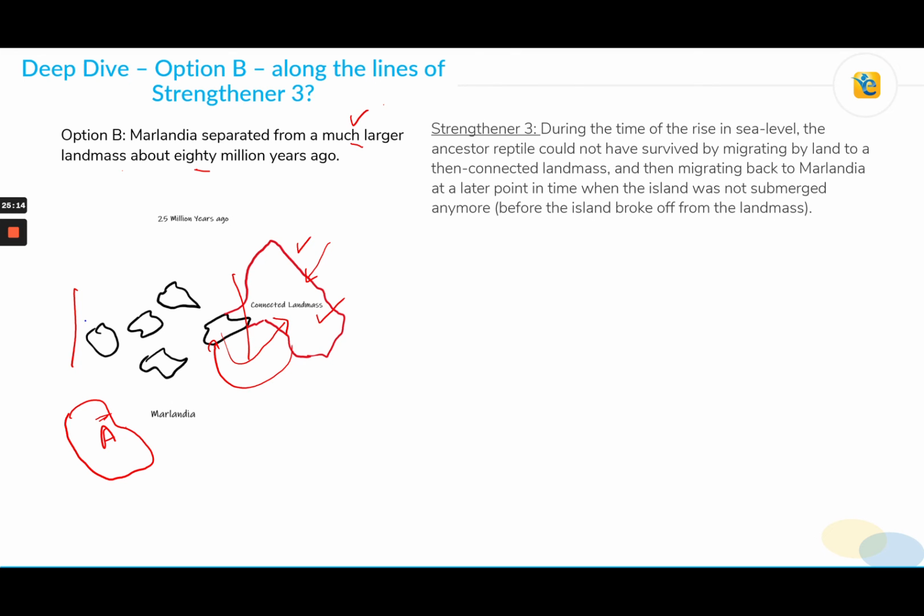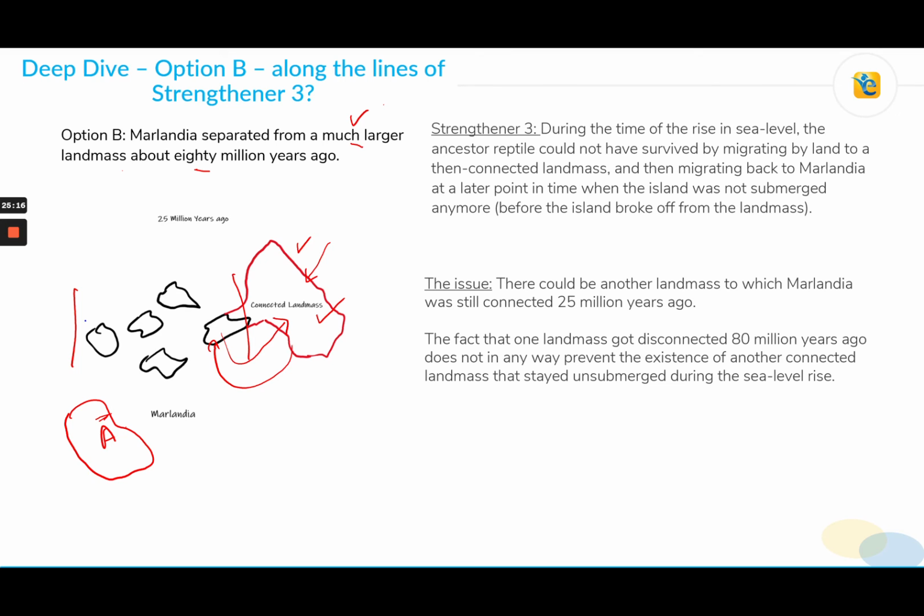What I'm trying to tell you is option B, the way it is written, does not exclude the possibility of land migration. Or in other words, it is not a strengthener because it does not guard adequately against the possibility of land migration, unlike the way we have written strengthener 3. The difference is that the way we have written it, when the rise in sea level actually happened, the reptile could not have survived, it could not have done this land migration. We are excluding that possibility, and that's how we are guarding against the possibility of land migration.